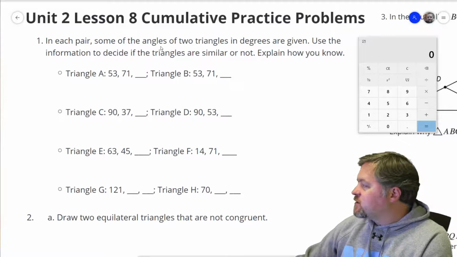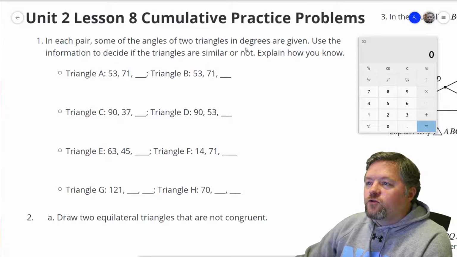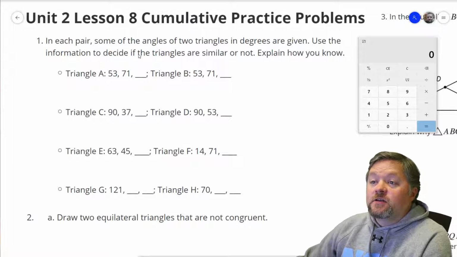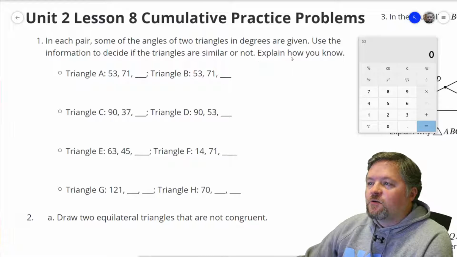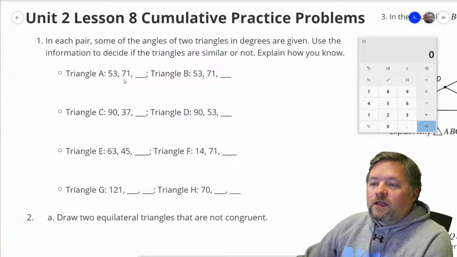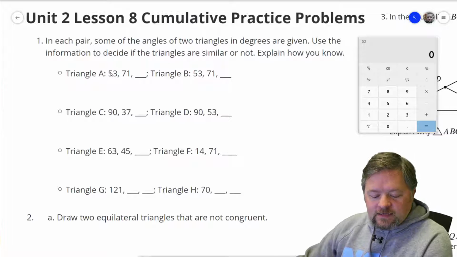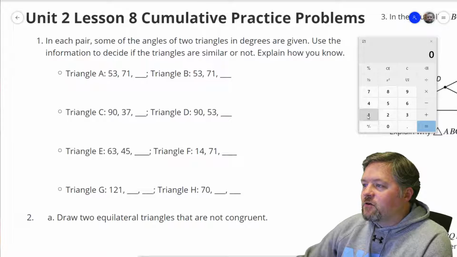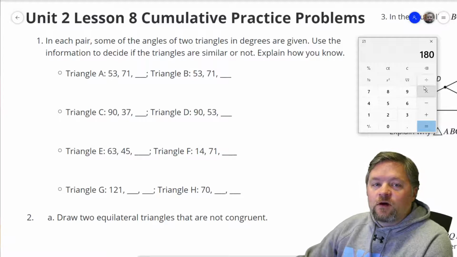Today we're doing Illustrative Math, Grade 8, Unit 2, Lesson 8 practice problems. In each pair, some of the angles of two triangles in degrees are given. Use the information to decide if the triangles are similar or not. Explain how you know. Well, we know that if a triangle has an angle of 53 degrees and another one of 71 degrees, those three angles have to add up to 180 degrees.